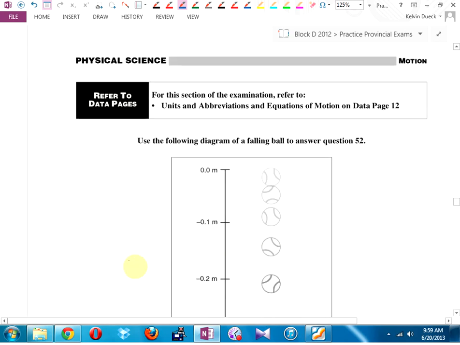Hey, we've just finished radiation. Now we're moving on to the physics section. So now you want to be open to the very back page of your data booklet that has the physics formulas on it. Yes?